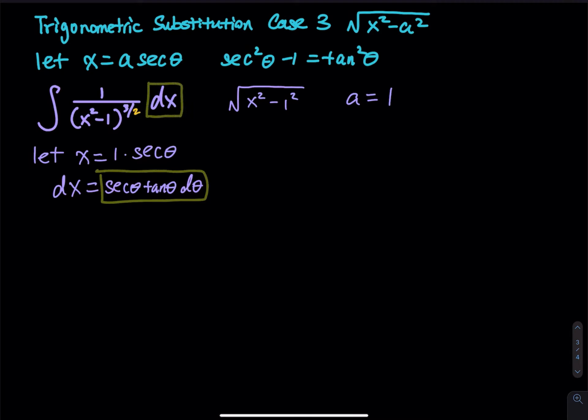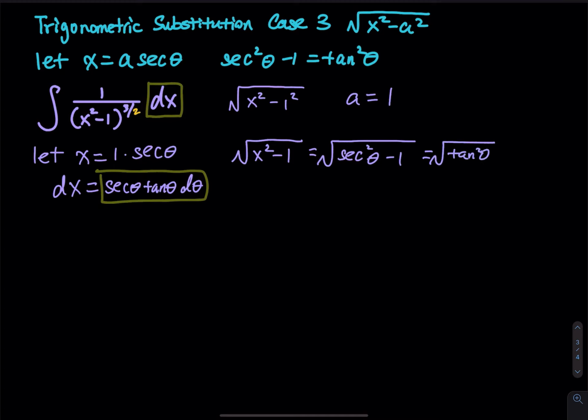And then the top one, there is nothing to rewrite, but what about the square root of x squared minus 1? That will be secant squared, right? So secant squared theta minus 1, that is equal to tangent squared theta. So overall, that equals tangent. And then we rewrite the integral. So we have the integral of 1 divided by, the dx is secant theta times tangent theta d theta, right?